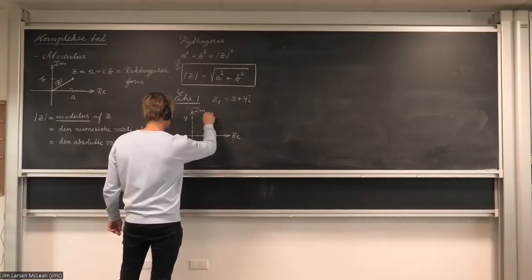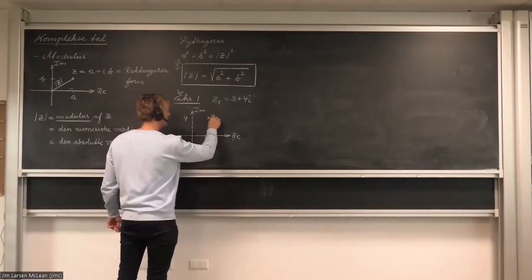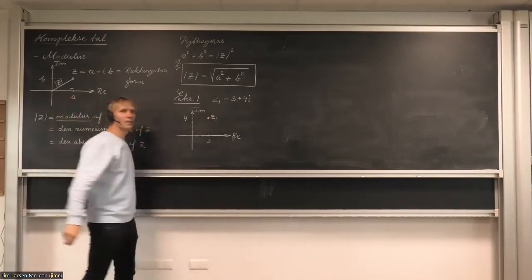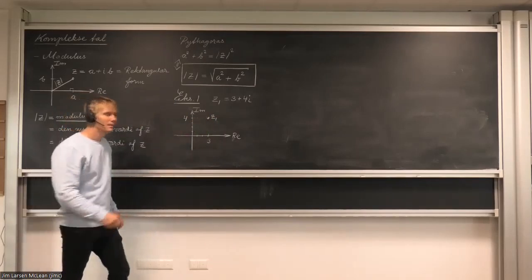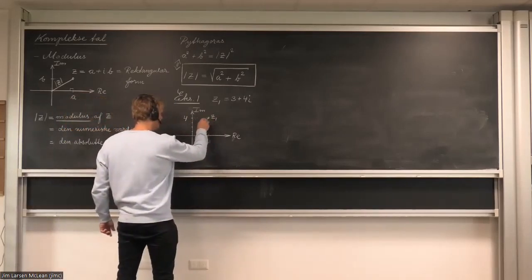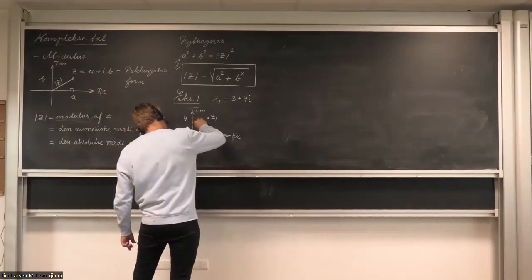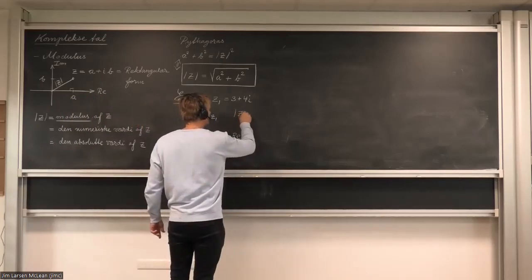And then we draw it in our rectangle. So here is Z1. And now you might wonder, how far is it from the origin to Z1? So how long is that connecting line there? Well, that's exactly what we mean when we say the modulus of Z1.